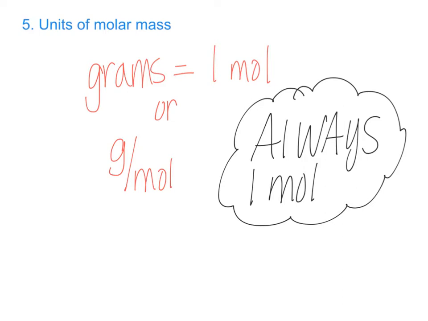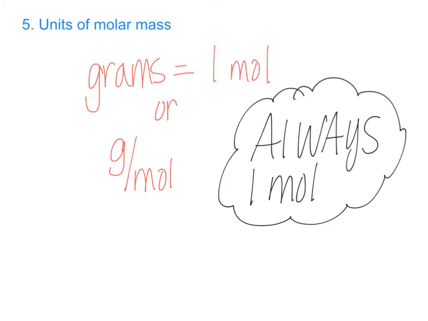So the units of molar mass is grams per 1 mole, or oftentimes we write it g per mol. And remember, the number always goes with the gram, and it's always per 1 mole. I don't care if there's a number in front of the compound. The coefficient never goes with the molar mass. It's always grams per 1 mole, and that's a mistake that a lot of people I see still making. Always 1 mole with the gram.